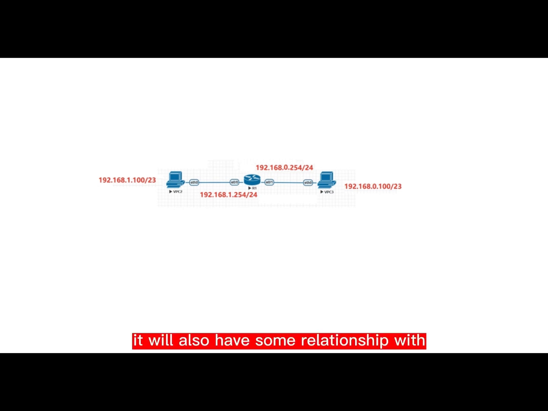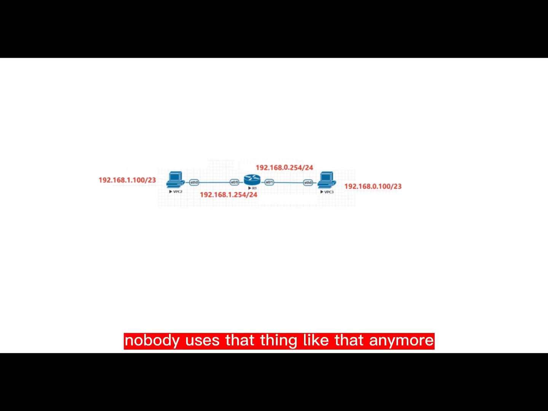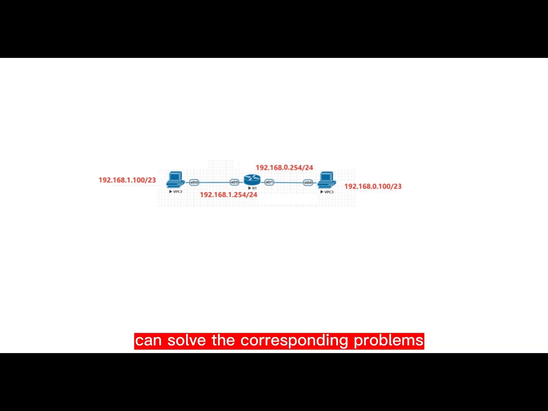Actually, ARP proxy will also have some relationship with pointing out the interface when you refer to static routing in the future. Only, nobody uses that thing like that anymore. For now, it is not very common that the host does not have a gateway. Although this feature is very useful and can solve the corresponding problems, in fact, I hardly ever use this feature much. Let's take a look at what it can do.